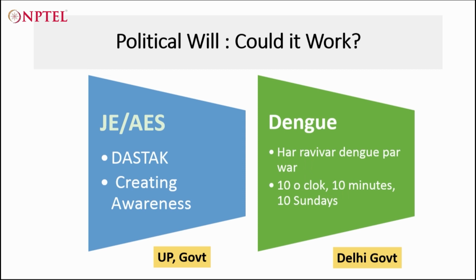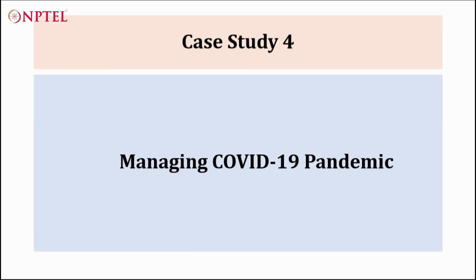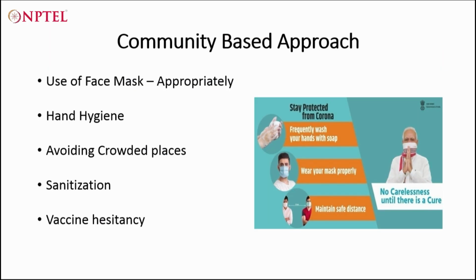So, similarly, if you have to deal with any public health program, community engagement becomes very important. Self help is the best help because you can take care of many of the problems. And case study 4 is about managing the COVID-19 pandemic. This was again a community oriented program, and the leadership was taken by the Prime Minister himself.